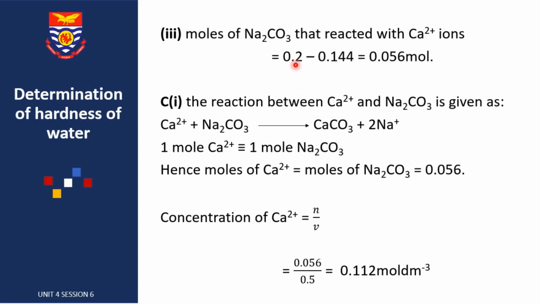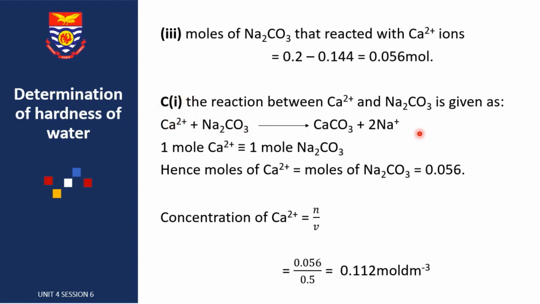So to find the moles of carbonate that reacted with the calcium ions, or that was consumed by the ions, we just have to subtract the excess from the initial, that is 0.2. So that gives us 0.056. So this is the moles of the sodium carbonate that reacted with the calcium ions. Now, to find the concentration of the calcium ions, we know this moles of the carbonate, so we can write an equation, then we do our mole ratio.